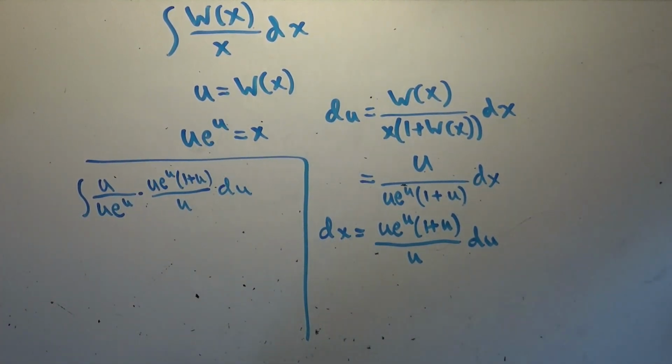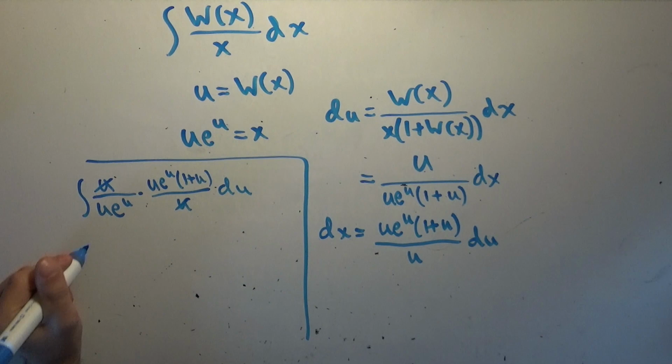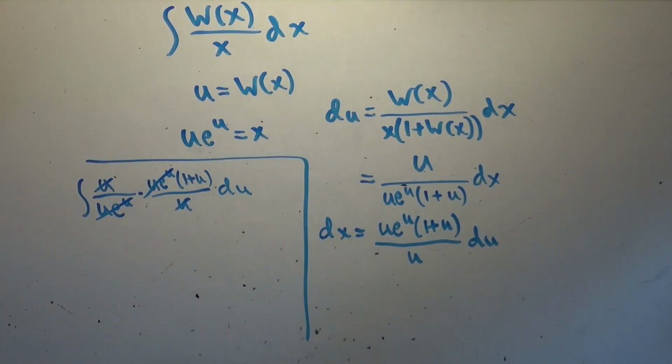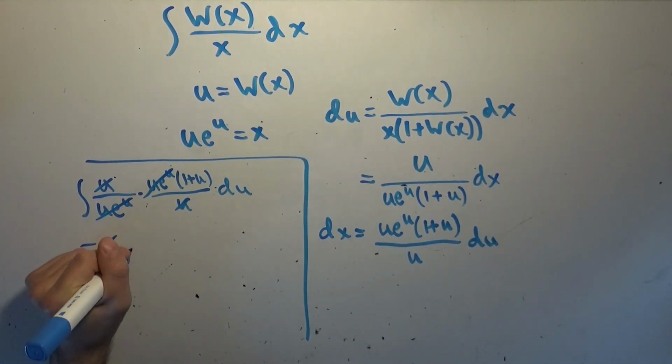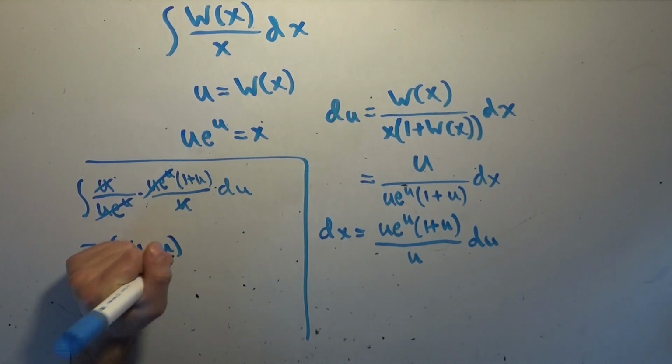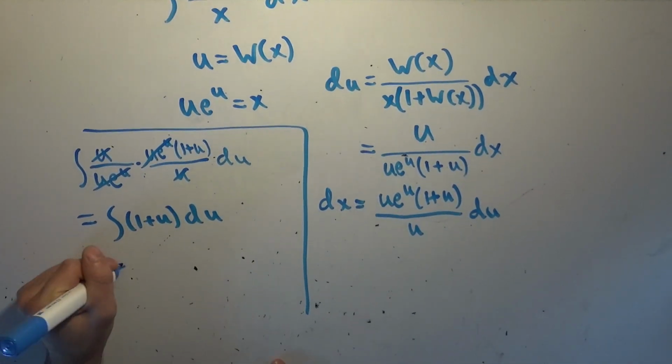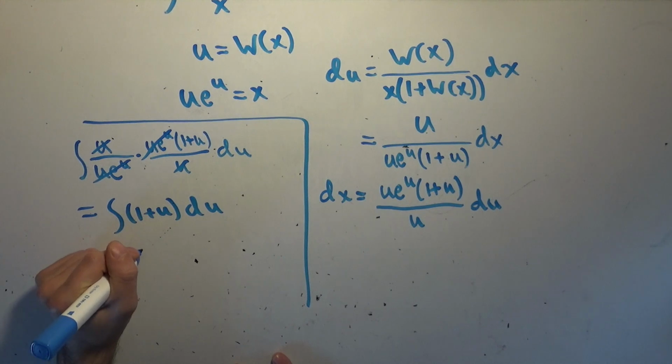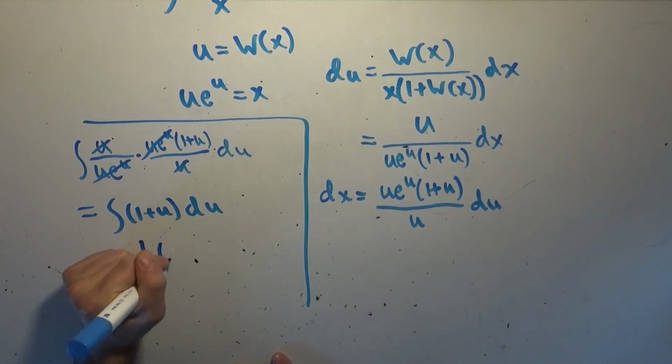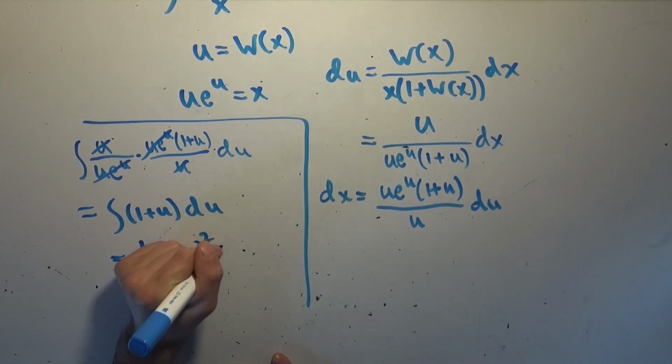And we have a bunch of beautiful cancellations. These u's cancel, the u times e to the u cancels with the u times e to the u, and we're left with this very simple integral of 1 plus u du, which is of course nothing other than 1/2 times 1 plus u all squared plus a constant.